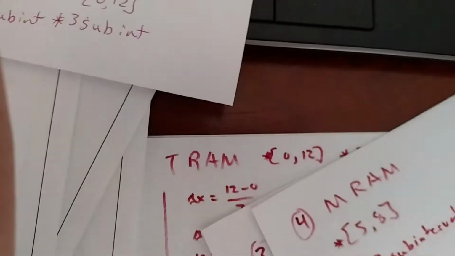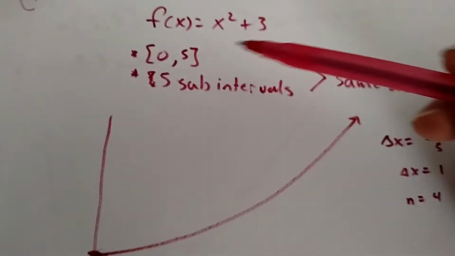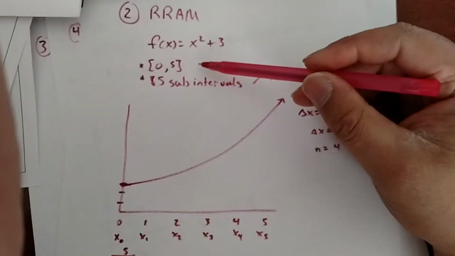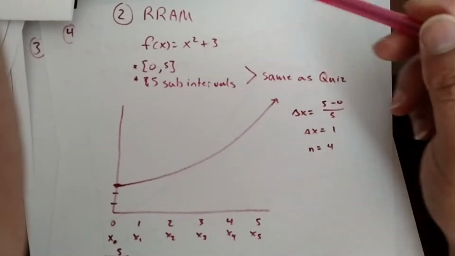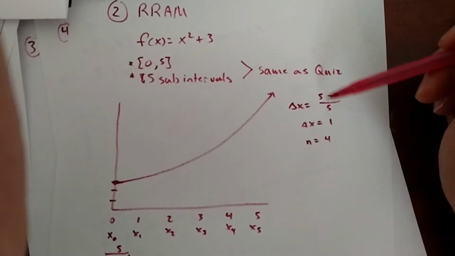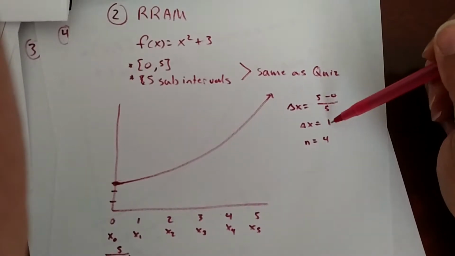I've got these backwards. Let's see. So, starting with number 2, RRAM, we have f of x equals x squared plus 3, so here's what the graph looks like. I know, don't laugh at me. We're estimating the area under the curve from 0 to 5 with 5 subintervals, same as the quiz. Your delta x is the distance divided by the number of rectangles, 5 divided by 5, which is 1.